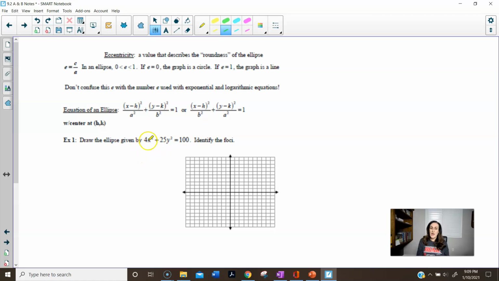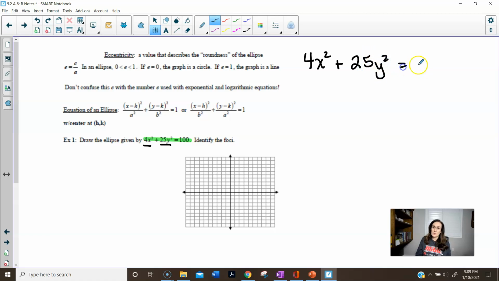Example 1, draw an ellipse given this equation. Now, how we know that this is not a circle, that it's an ellipse, is you can see that in front of the x squared is a 4, and in front of the y squared is a 25. So we're getting different stretches, which makes it an oval instead of a perfect circle. Now, this is what you want to do every time.